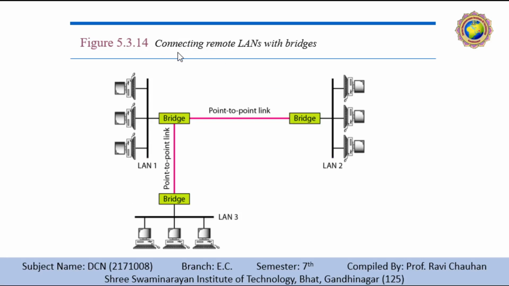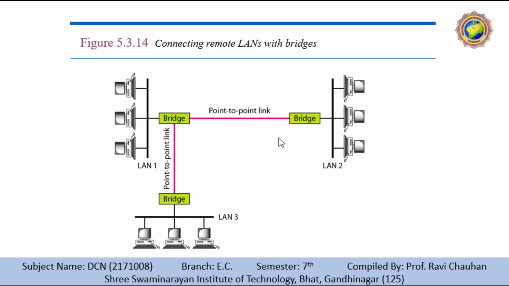Next is how to connect our remote LANs. Another common application of a backbone network is to connect remote LANs. This type of backbone network is useful when a company has several offices with LANs and needs to connect them. The connection can be done through bridges, sometimes called remote bridges. Fine. So you can see this.